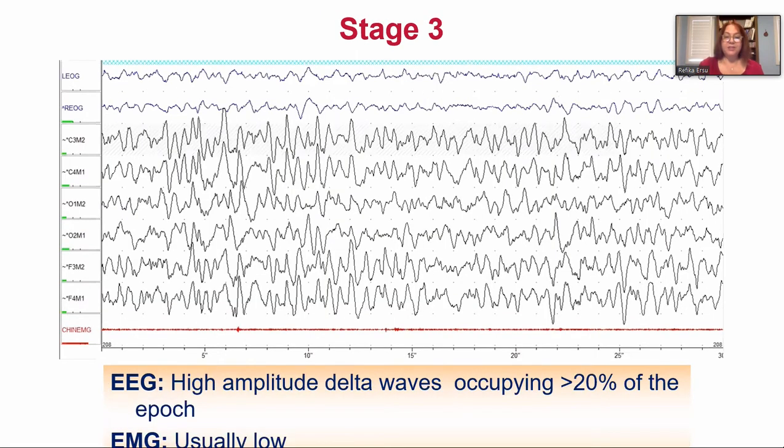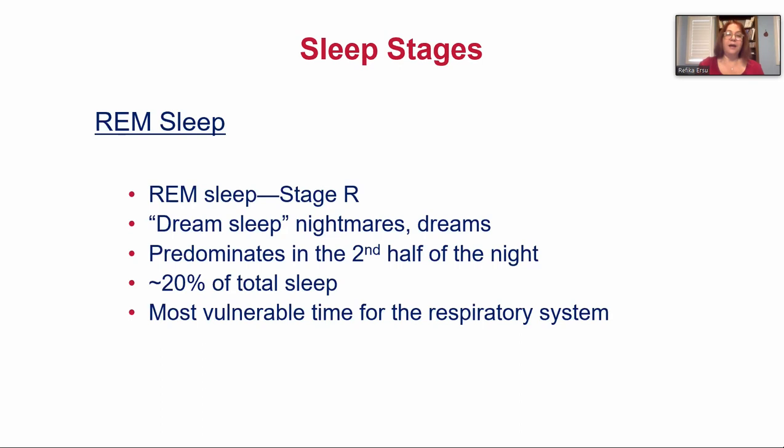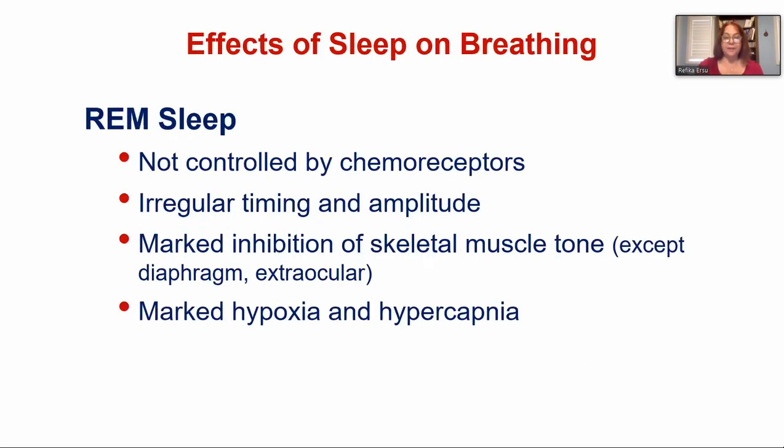In stage 3, it's very easy to differentiate. There are high amplitudes, so tall slow waves occupying greater than 20% of the epoch, and EMG is again quite low. And when we look at REM sleep, also called dream sleep, nightmares, dreams, it usually predominates in the second half of the night, like we just mentioned, and usually occupies 20% of total sleep time, and it's the most vulnerable time for the respiratory system.